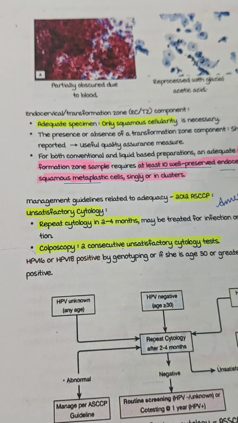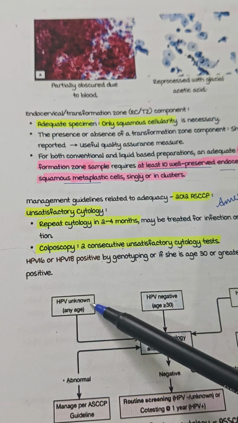Now what is the management related to adequacy? If there is unsatisfactory cytology, then we have to repeat the cytology, not immediately but after 2 to 4 months, at least 15 to 30 days, and the infection or the inflammation should be treated. And if two unsatisfactory cytology tests are there, then we have to go to colposcopy but not the Pap smear. HPV 16 and 18 positive by genotyping, or if she is age 30 and greater, then high risk HPV is positive. So this is the management of unsatisfactory cytology.